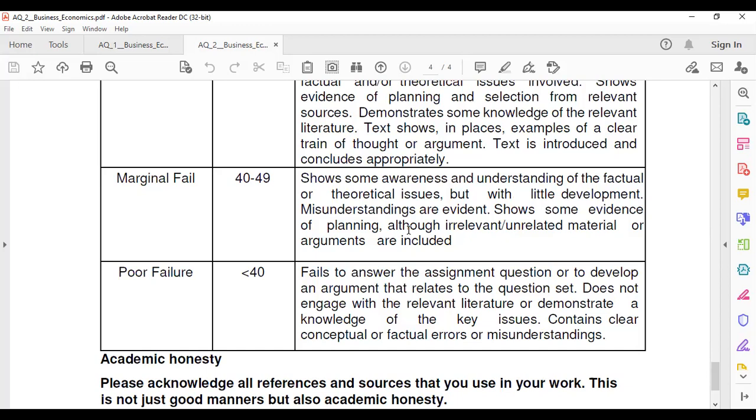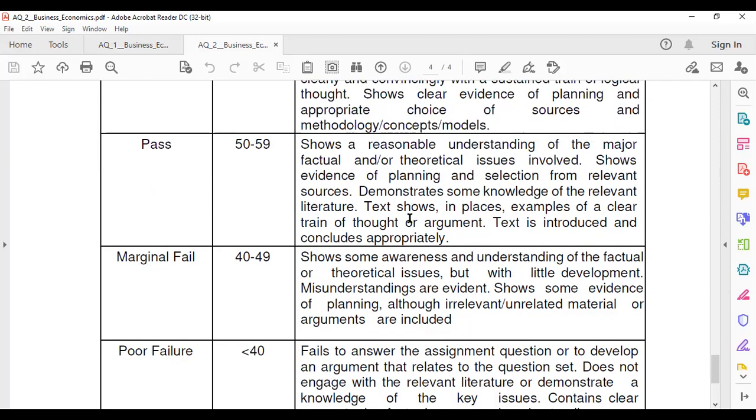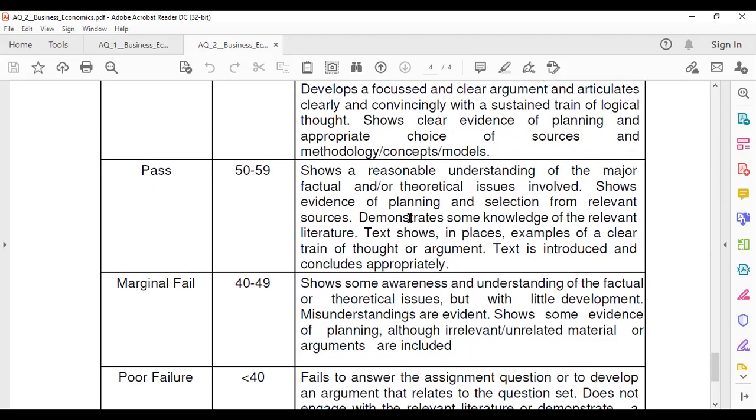Second is 40 to 49, which shows some awareness and understanding of the factual or theoretical issues, but with the development misguided by evidence. This is a marginal fail. It shows some evidence of planning, although irrelevant answers or materials are used or included. Number 3 is 50 to 59, which is a pass. This shows a reasonable understanding of the factual or theoretical issues involved. This also shows evidence of planning and selection of relevant sources. It demonstrates some knowledge of the relevant literature.